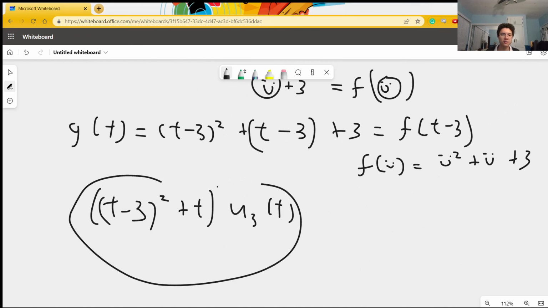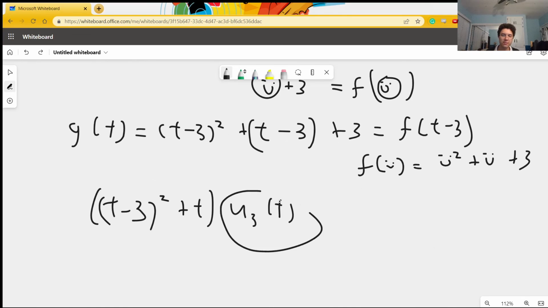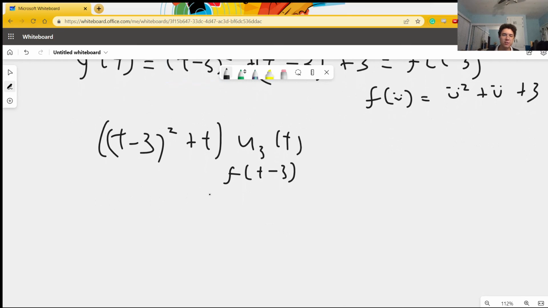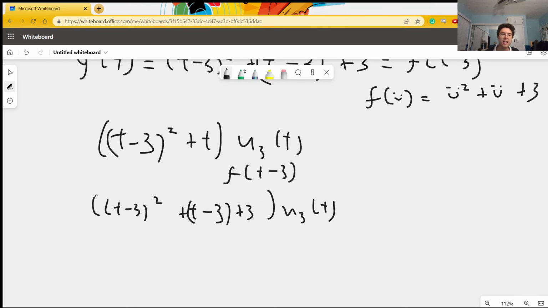So if you had the following function, (t minus 3) squared plus t times u3 of t, and you wanted to make it Laplace transformable, you'd need to make it a function in terms of t minus 3, which we can do by, once again, introducing the minus 3 plus 3. Plus (t minus 3 plus 3), put our parentheses, u3 of t. And now we have a function totally in t minus 3, multiplied by u3 of t, and it is now Laplace transformable.